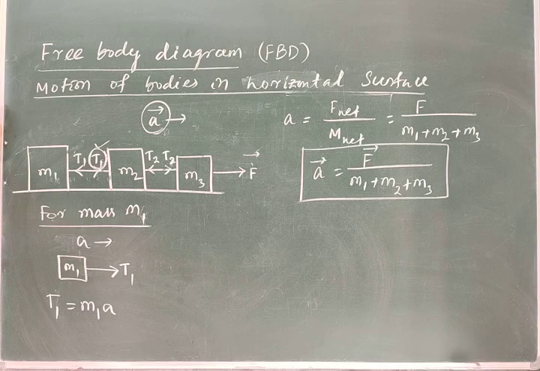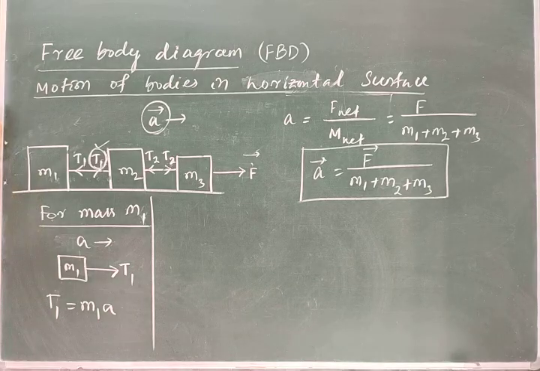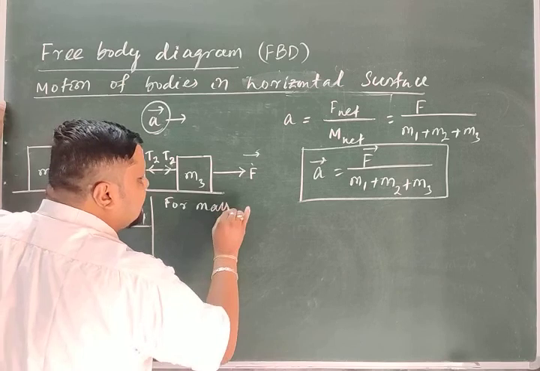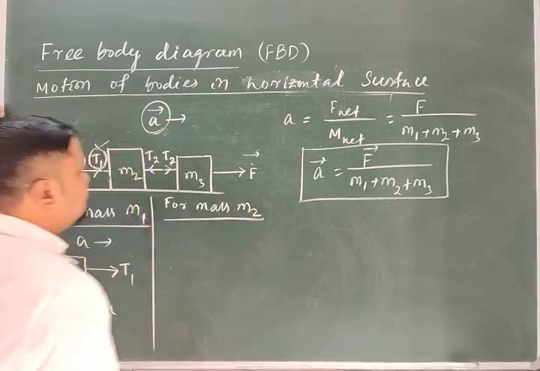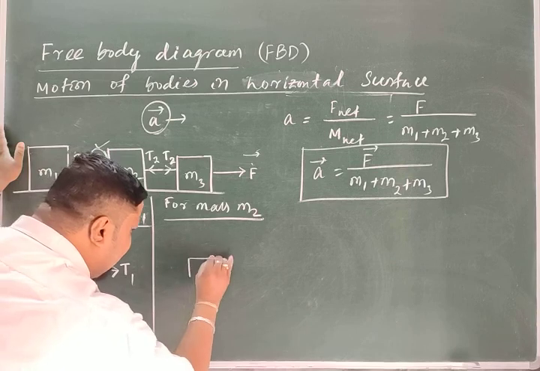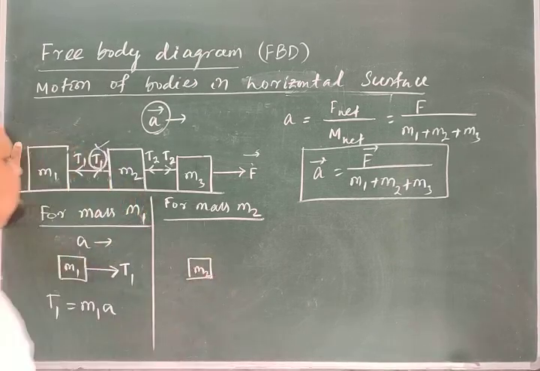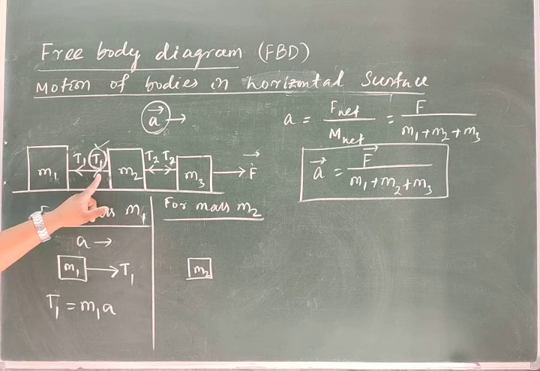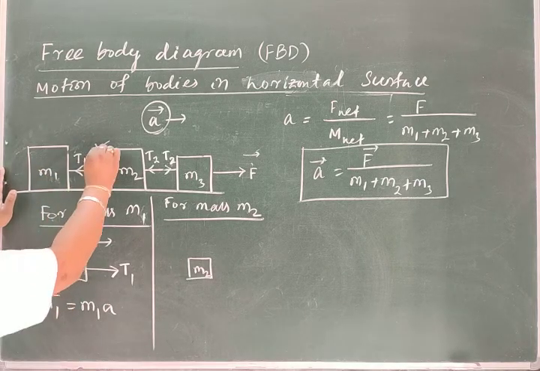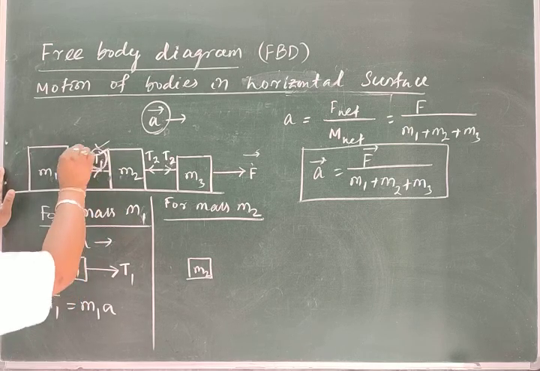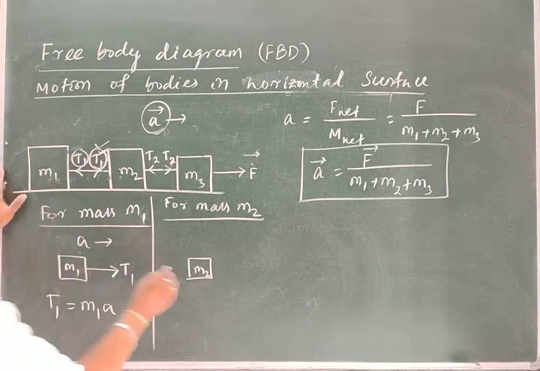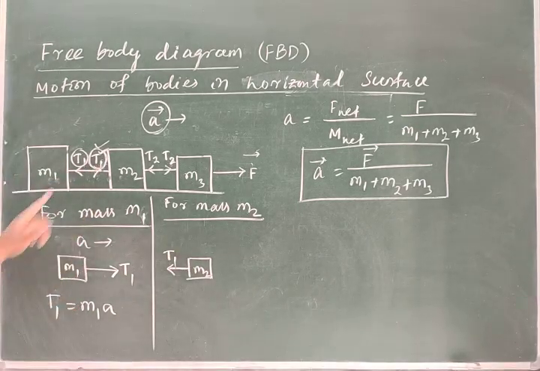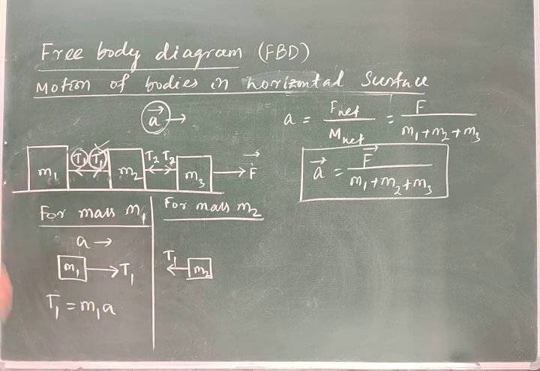Clear? Similarly, for mass M2, let me draw the free body diagram. This is M2. What are the forces acting here? Again, one tension. So this is the tension on M2. M2 has a tension T1 by M1. So this is the direction of T1. Clear? Already this T1 is on M1. So this is the T1 on M2 along this direction.